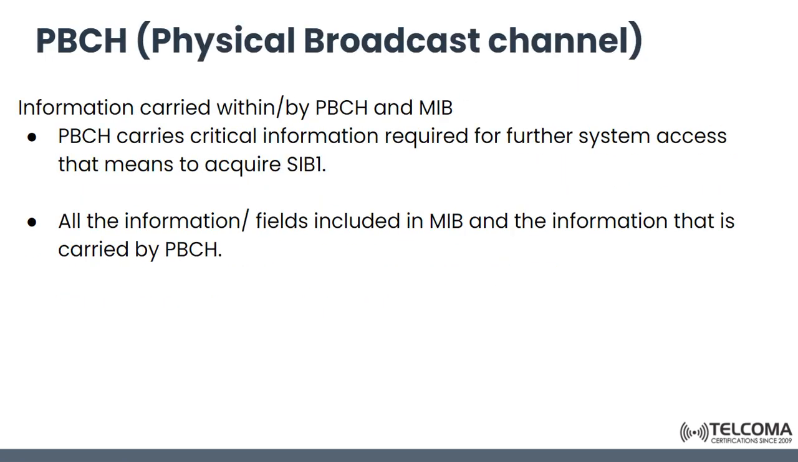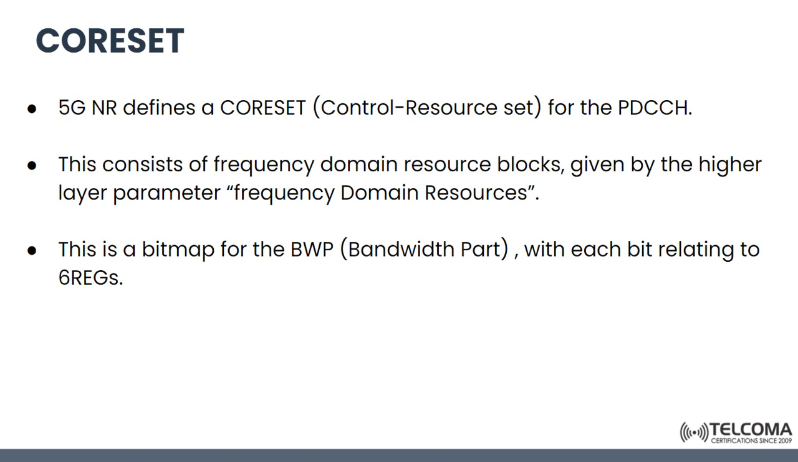The information carried by this contains critical information which is required for system access, that means to acquire the system information block. All the information or the fields included in this are carried by the physical broadcast channel. Next, CORESET, which is the control resource set.